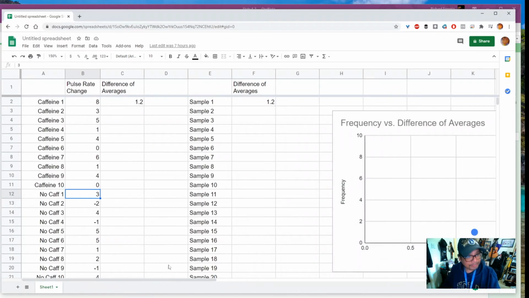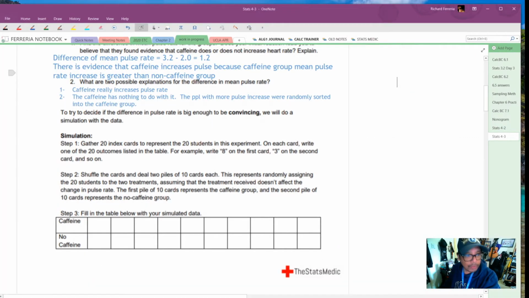So what's going to happen next, if we take a look here, is we're going to shuffle the cards. I'm not going to add any new data. I'm just going to take the data that we already have and pretend that they were randomly sorted that way. If I randomly sort them again, we should get a new difference of averages.